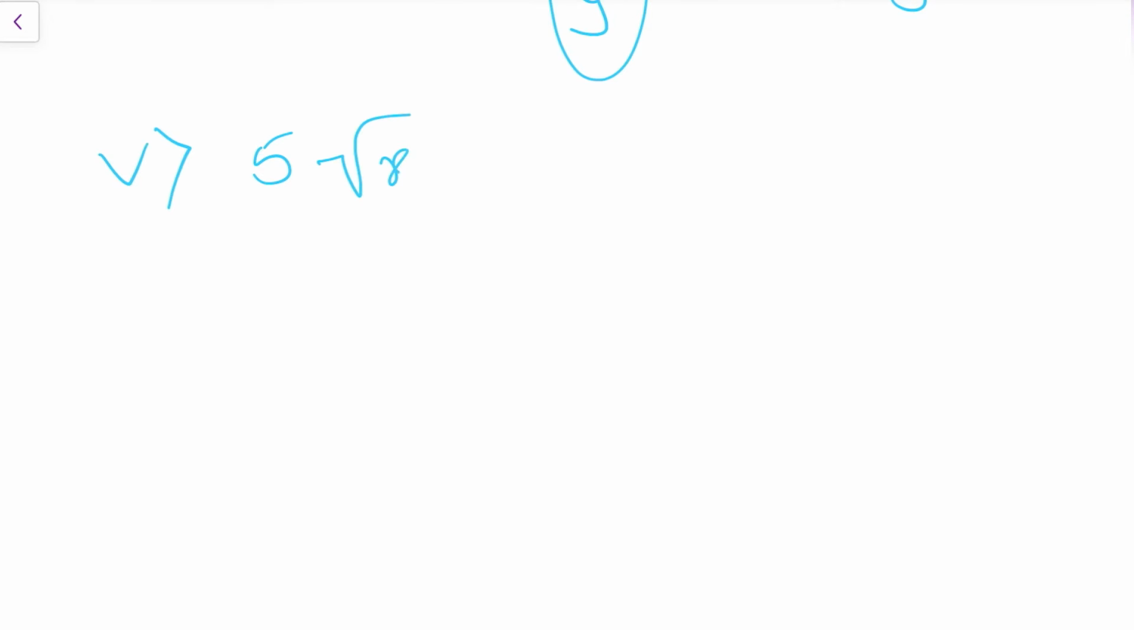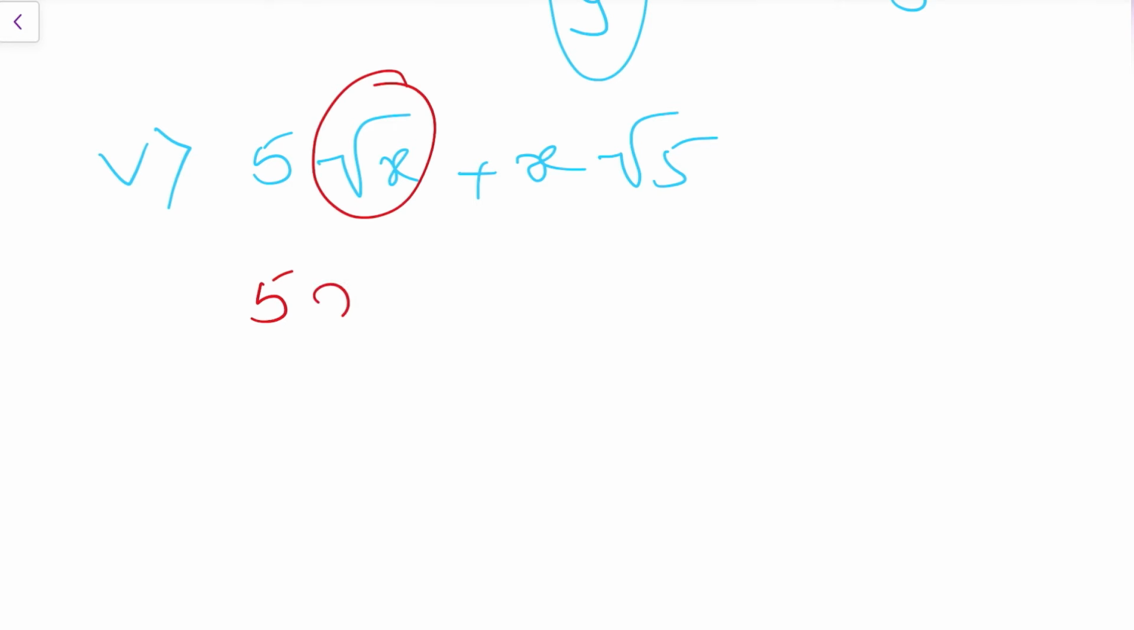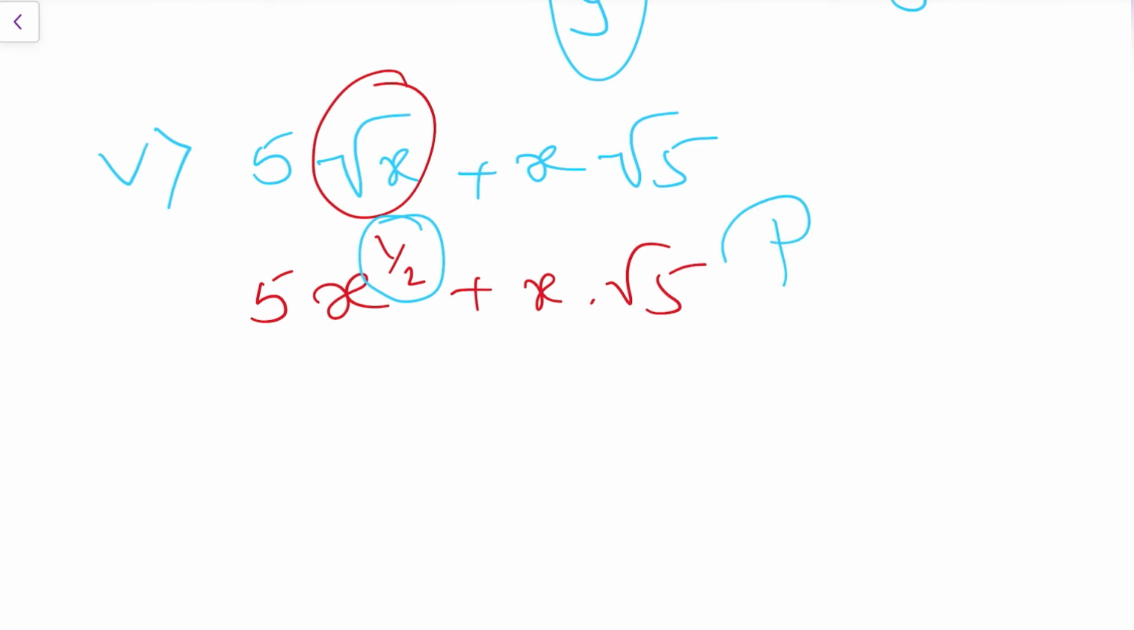Next question number 5. 5 times root x plus x times root 5. 5 as it is. Root x can be written as x power 1 by 2, plus x into root 5. Here root 5 is constant, so I'm not going to worry about it anywhere. If we observe here x power 1 by 2, power 1 by 2 is not a whole number, so this is not a polynomial.